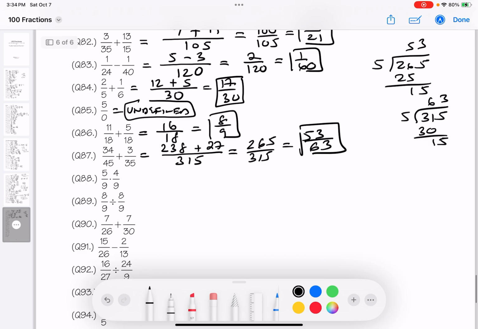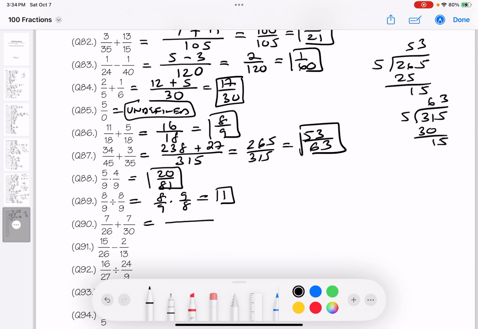Let's do the next one, multiplication problem. 5 times 4 is 20. 9 times 9 is 81. Not much I can do about that. This is going to be 8 ninths times 9 eighths. Well, 9s cancel, 8s cancel. You're left with 1 times 1, which is 1.